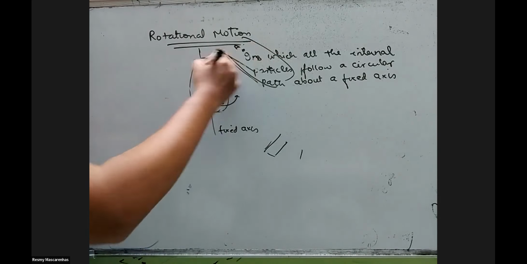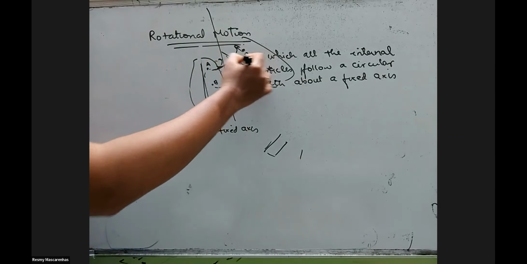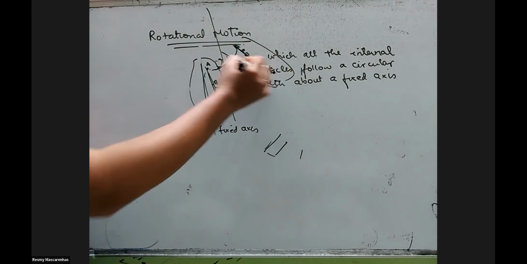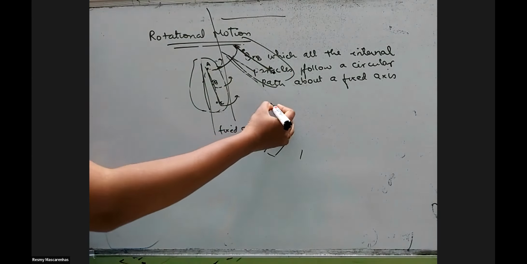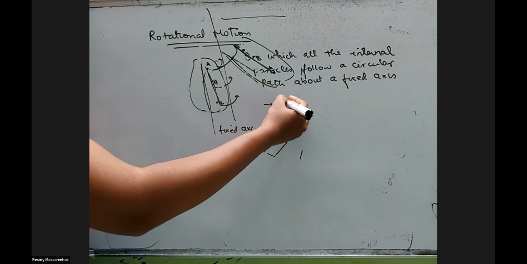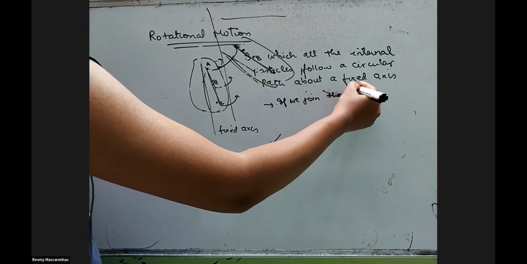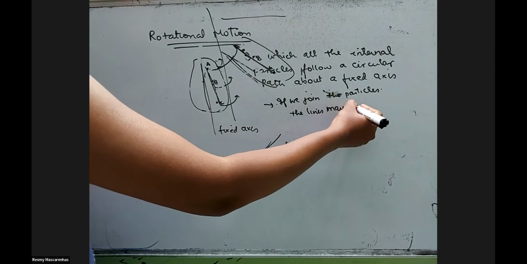A, B, C. If this is your fixed axis, you can take it so. If you try to join them, this is not parallel. If you draw the A, B, C line, this and this are not parallel. After some time it might reach here around this axis. So if we join the particles, the lines may not be parallel.